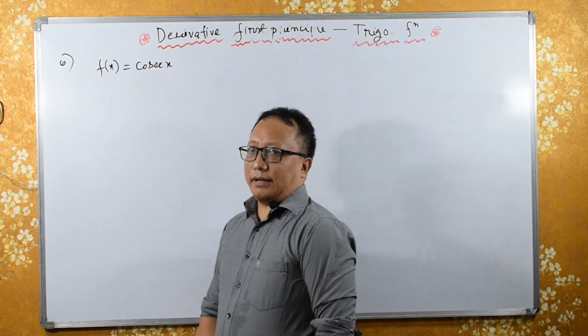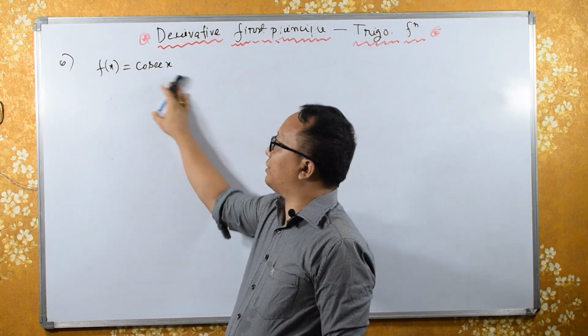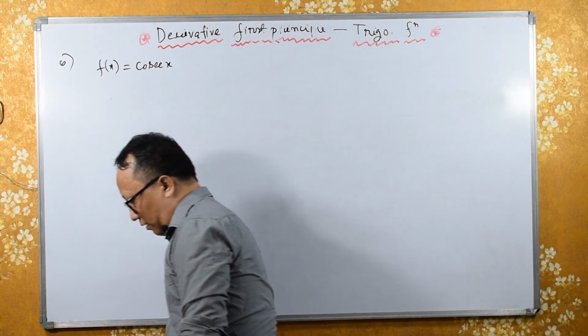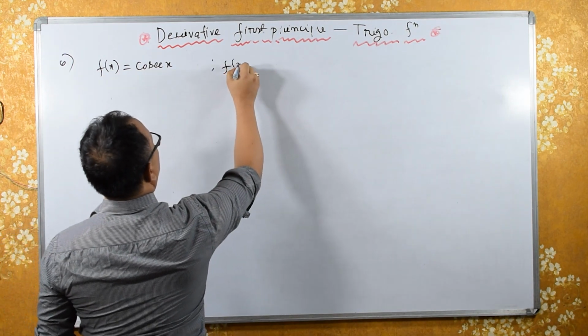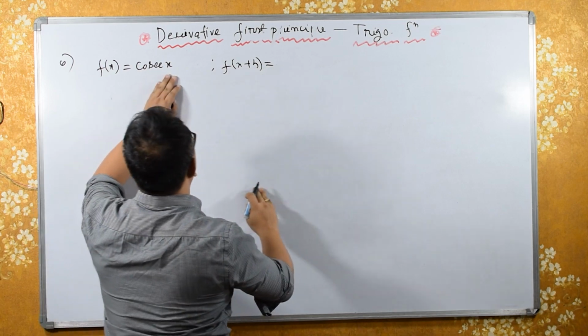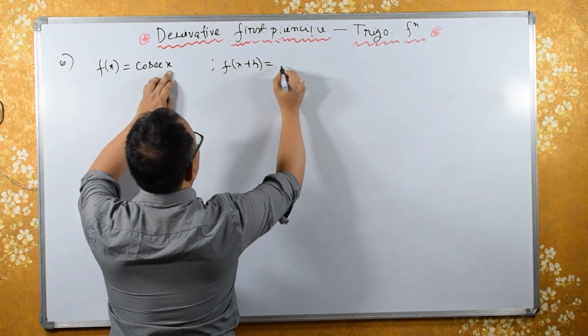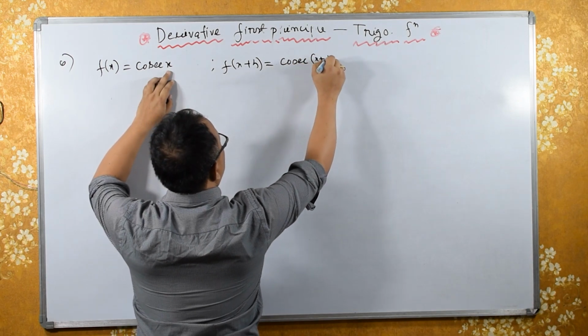Now let's take another example, or another formula. You can say f of x equals cosec x. Now what we need to find out is f of x plus h. Since f of x is cosec x, instead of x, what we have to do is write cosec of x plus h.